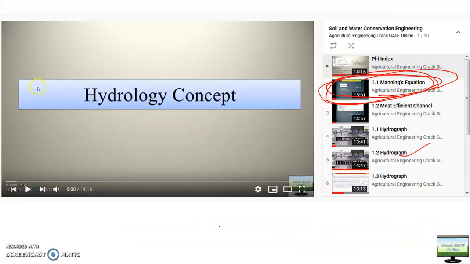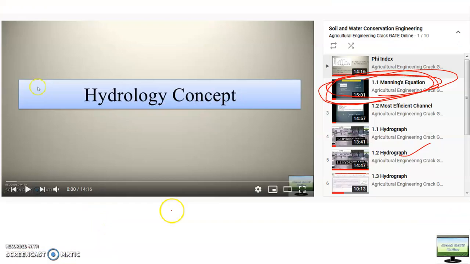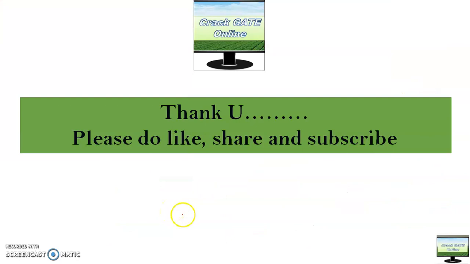In case of the contour bund, this was your method to calculate the height of impounding water, and in case of the graded bund, the method is Q equal to A into V. So in some cases you have to calculate the value of Q also. I hope the method of calculation is clear, and how you can calculate, I will show you through the numerical problems which I am going to discuss in upcoming videos. From one or two numerical problems it will be more clear to you.